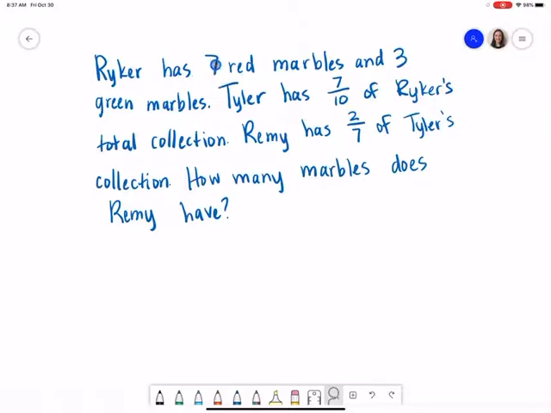Riker has 7 red marbles and 3 green marbles. Tyler has 7/10 of Riker's total collection. Remy has 2/7 of Tyler's collection. How many marbles does Remy have?